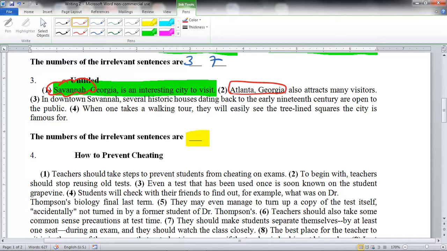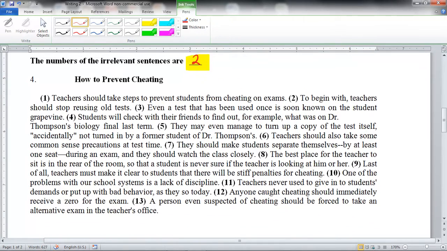Atlanta, Georgia attracts many visitors. So, okay, who do we care? Okay, we care about Atlanta, but it's not in this paragraph. Right now, we're talking about Savannah. So this second sentence does not belong. It breaks the unity of the paragraph. Savannah, Georgia is an interesting city. In downtown Savannah, several historic houses dating back to the early 19th century are open to the public. When one takes a walking tour, they will easily see the 3-line squares the city is famous for. Okay, so that second sentence breaks the unity of the paragraph.